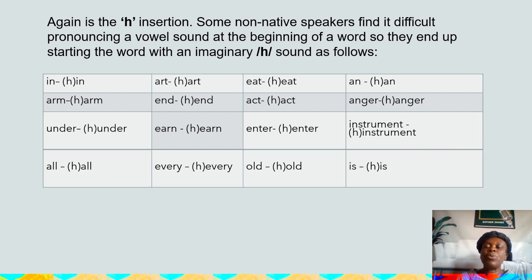All right, so these are the challenges of the non-native speakers of English language. These are the challenges of the non-native speakers of English language. And you have to take note of all of this.